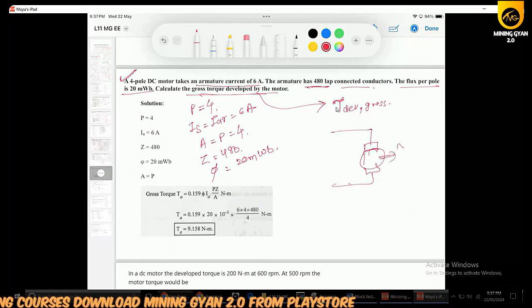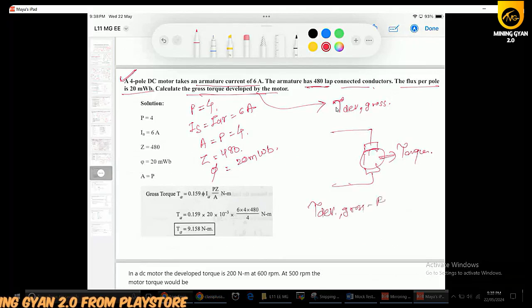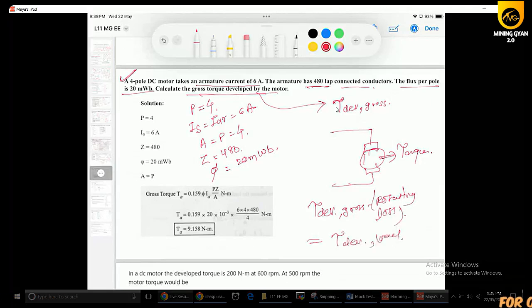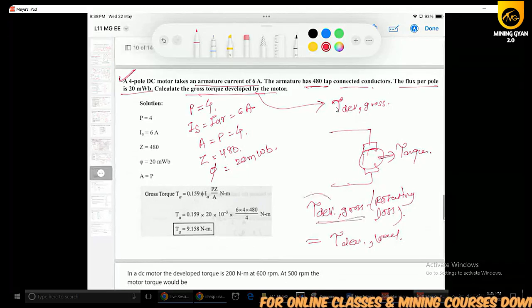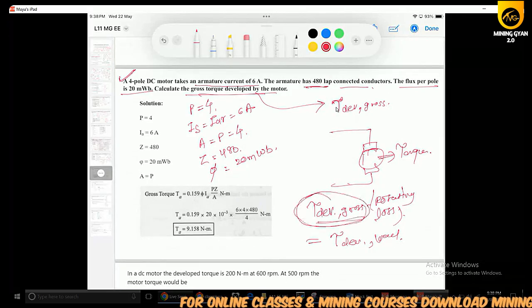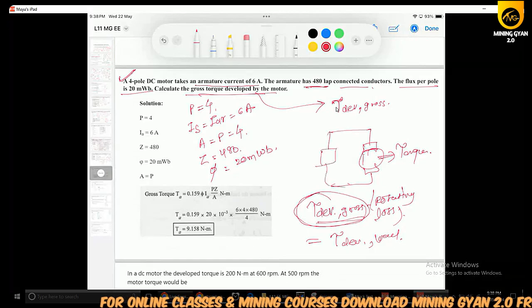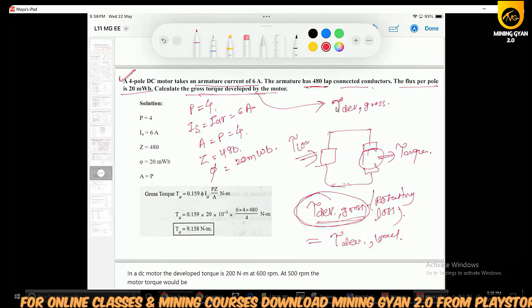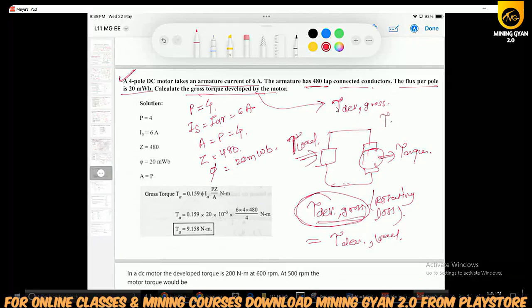Okay, here the torque will be developed, but when we eliminate the rotating loss, then you will get the torque developed across the load. So the torque consumed by the load will be different from the gross torque developed. This is the total torque developed across the machine, but the load is consuming a different torque, and that is called the load torque. So load torque is not equal to gross torque because the loss will be there.